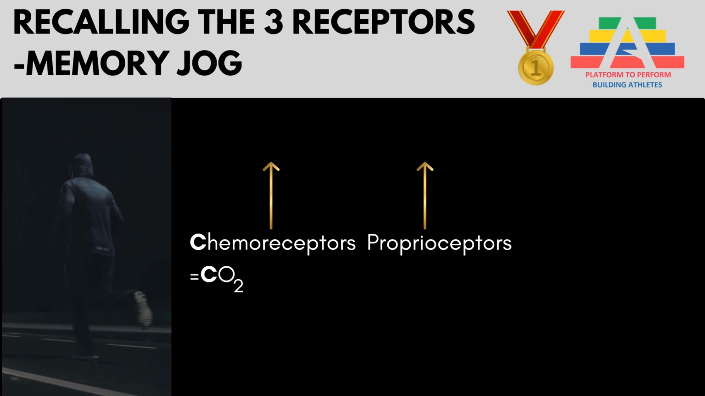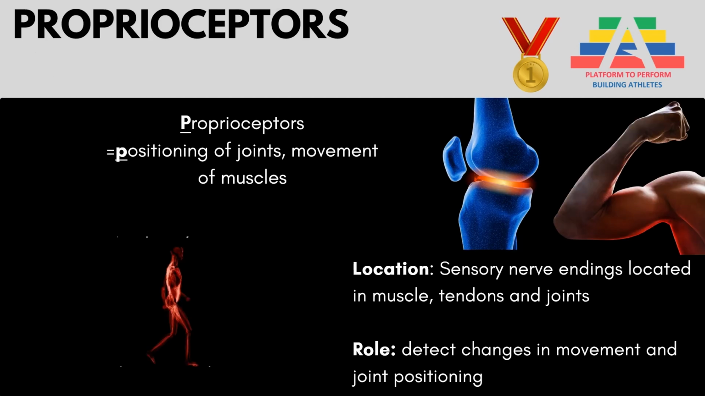So it's your perception of where your body is in time and space. Proprioceptors detect the positioning and movement of joints and muscles. And because they detect positioning of joints and muscles, they're located in nerve endings that are in muscles, tendons, and joints. So these receptors help sense how much movement is going on. The more movement that's happening, the more you're going to need oxygenated blood in that area.